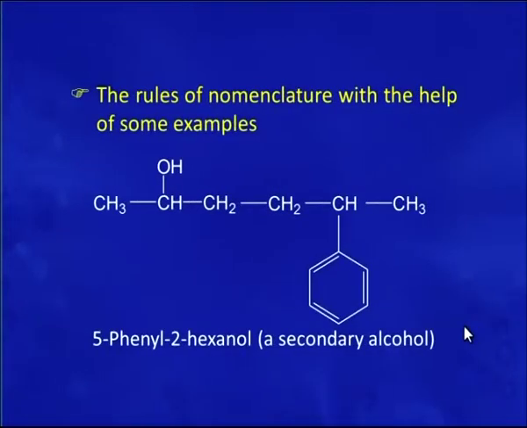In the next example, you can see the numbering of the longest possible chain is done so as to give the hydroxy group the minimum number, that is 2. That is why the name 5-phenyl-2-hexanol is given to this secondary alcohol.